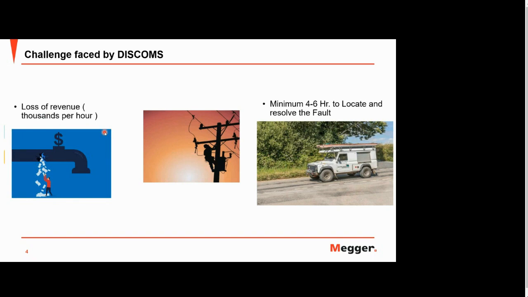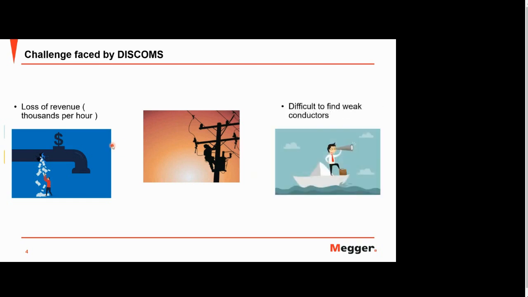Of course, when it takes 4 to 6 hours to locate a fault, for that time there is always a loss of revenue for the distribution company. It can be thousands of dollars, even hundreds of thousands of dollars of losses for the energy not supplied to the customer. And when you have such faults, various customers are affected, such as industrial customers, IT parks, data centers, and more.